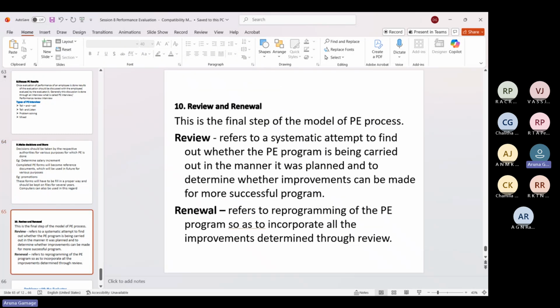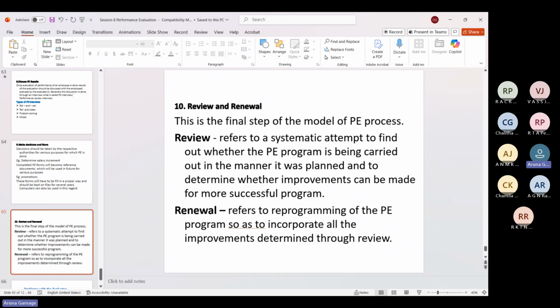Then final review and renewal. So this is the final step. Review refers to a systematic attempt to find out whether the performance evaluation program is being carried out in the manner it was planned and expected, and to determine whether improvements can be made. Right? Are there any steps to be taken to improve it?